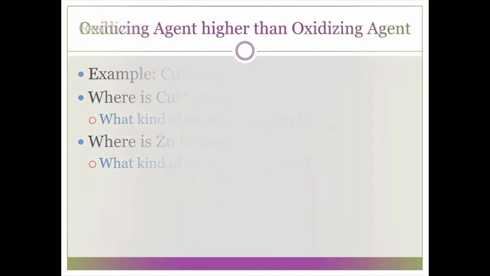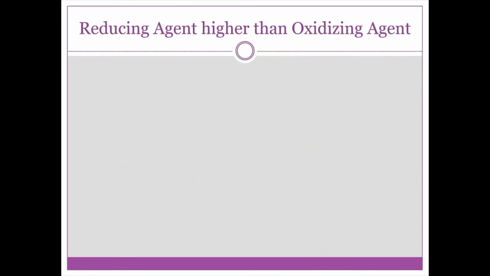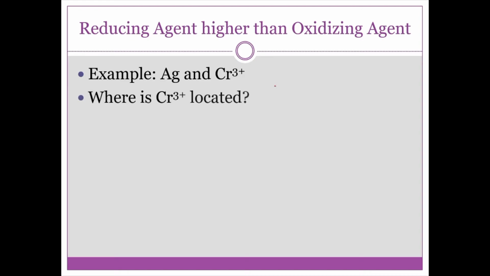Now, what if the reducing agent is higher than the oxidizing agent? So for example, this example shows silver and chromium 3+. If you look for silver, silver is actually pretty high up on the list. It's in the upper third of the list. Chromium 3+, on the other hand, is quite a bit lower than the silver. So the chromium 3+ is a weak oxidizing agent.